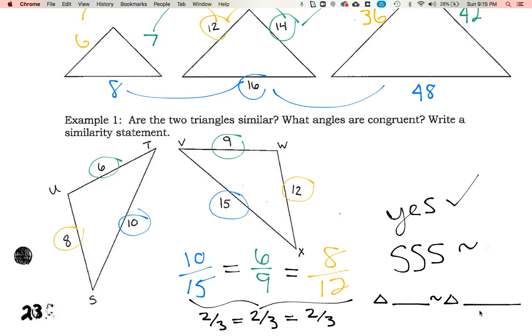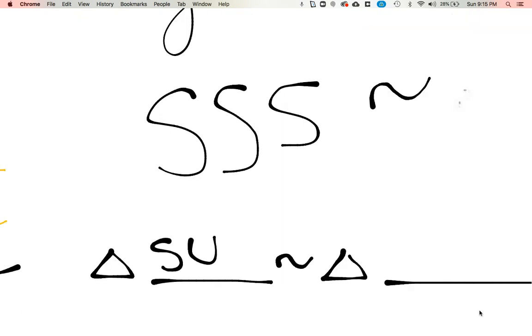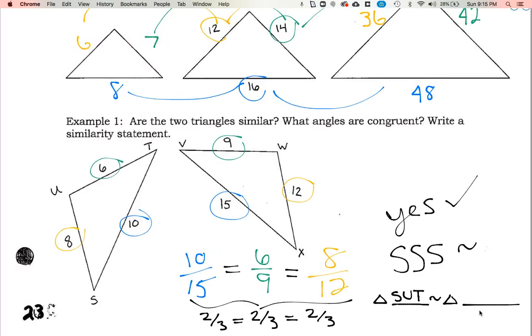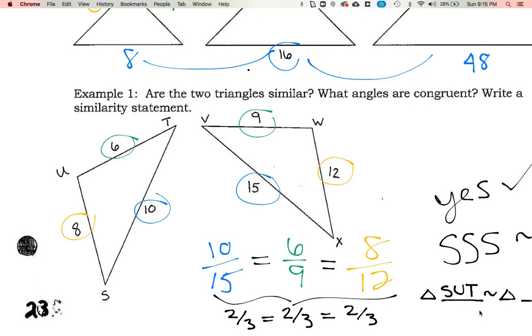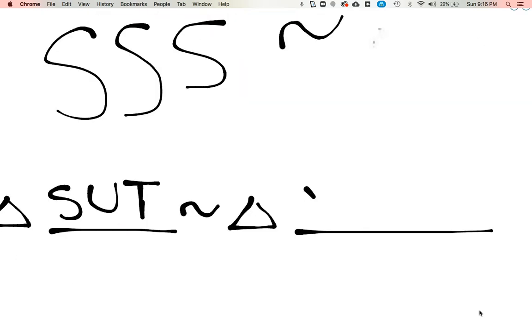I'm just going to say SUT. And what angle goes with S? Well, S is between, for me, blue and yellow, or the biggest and the medium side. So that's X. U goes with W, and T goes with V. So it's going to go X, W, V. It doesn't matter the order that you put these three. It does matter the order that the next three follow.